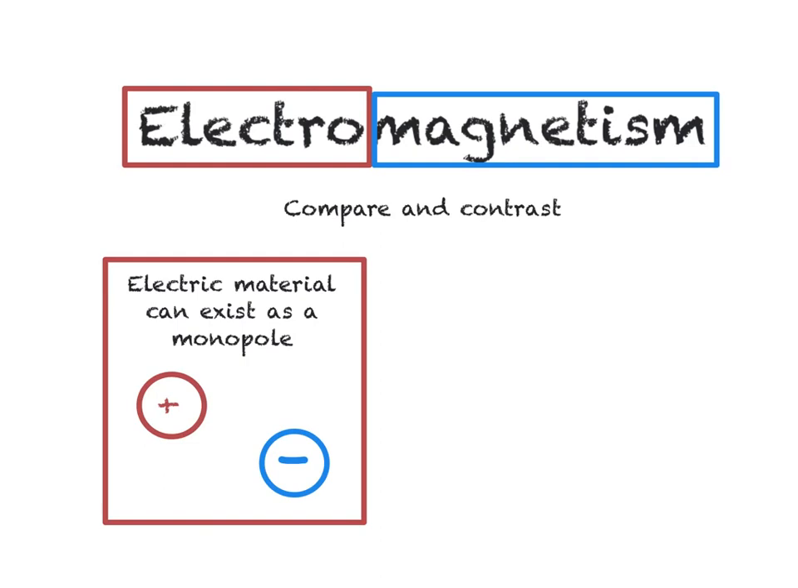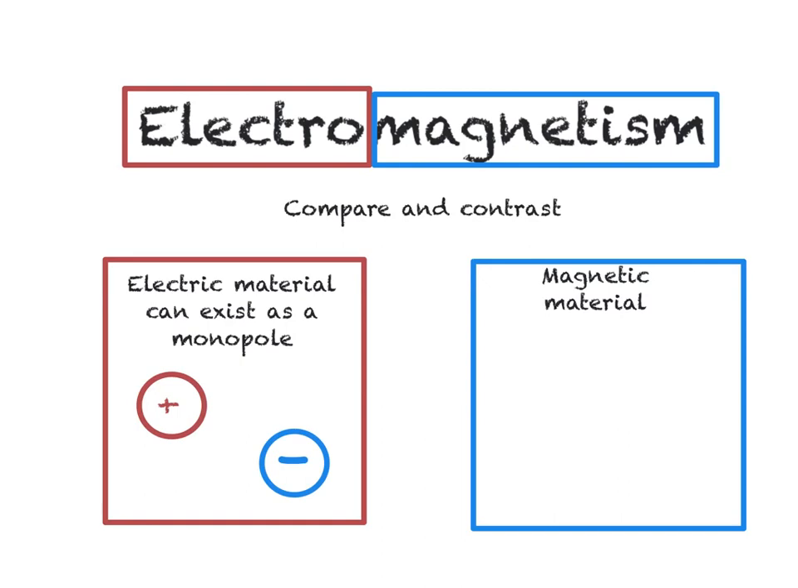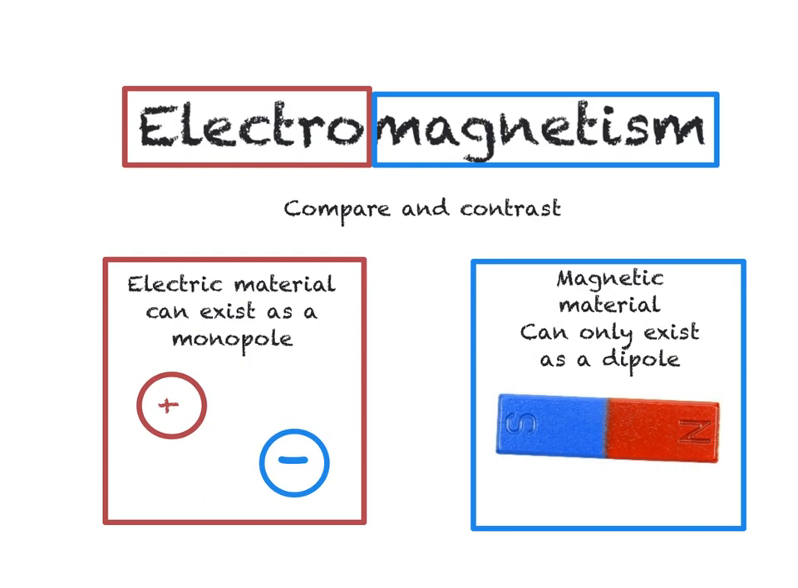Magnetic material, on the other hand, has only been found to exist as a dipole. In other words, I can't find a magnet that's just a north magnet or just a south magnet. I always find the magnetic material as a dipole. This is going to become extremely important when we look a little bit at Gauss's law of magnetism and establish some of the foundation for Maxwell's equations.